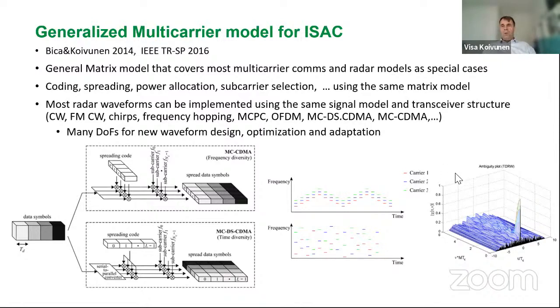And then from the radar point of view, it's important to always check how the ambiguity function looks, so how well I can distinguish the target in delay and Doppler domains.